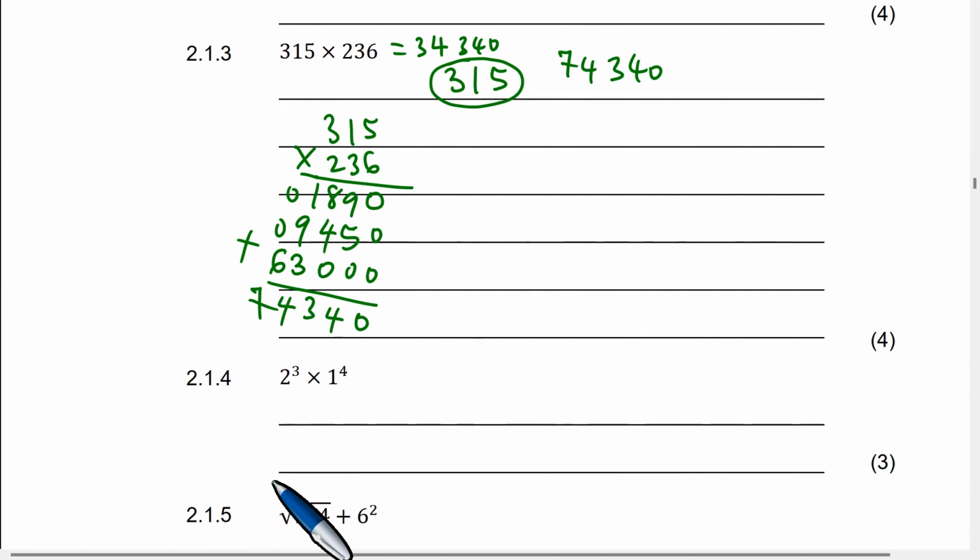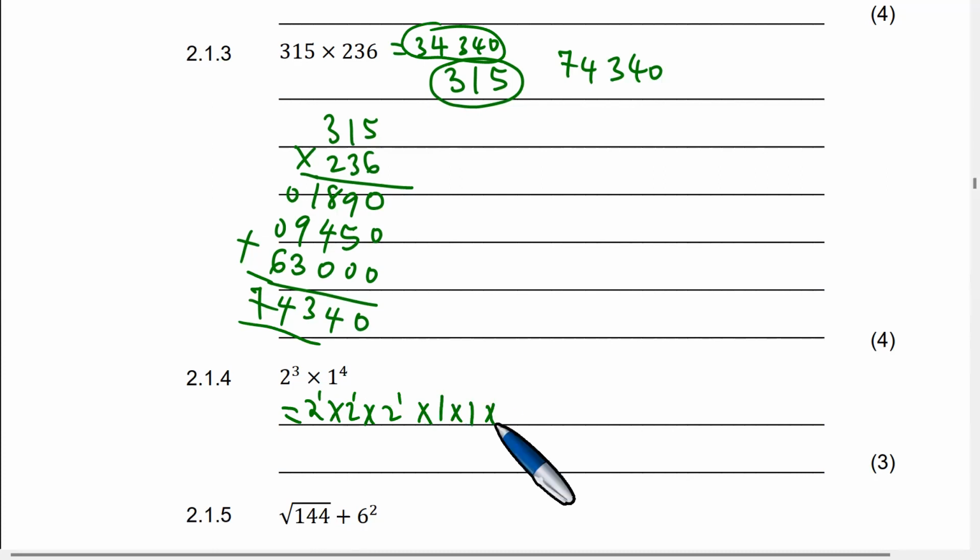Next. What about 2.1.4? Are you able to see the question? What's the answer? It is 8, because 2 to the power 3 is 2 times 2 times 2, three times, and 1 to the power 4 is 1 times 1, four times. So 2 times 2 is 4, times 2 is 8, by 1. What is 8 by 1? It's 8. You get the point? Yes, sir.